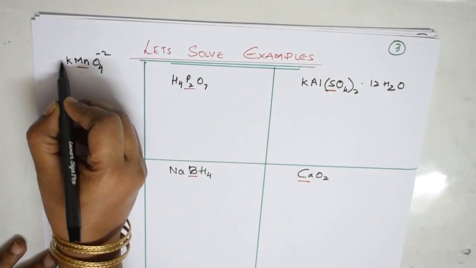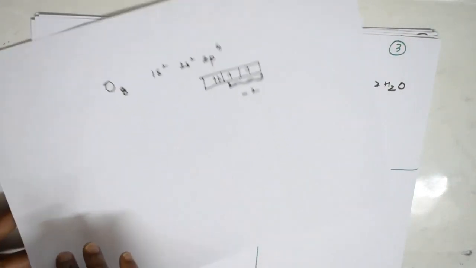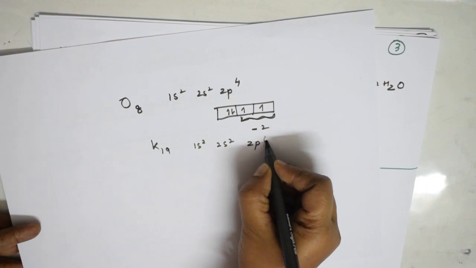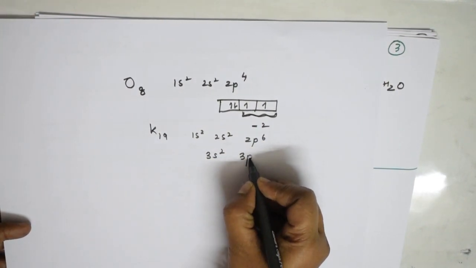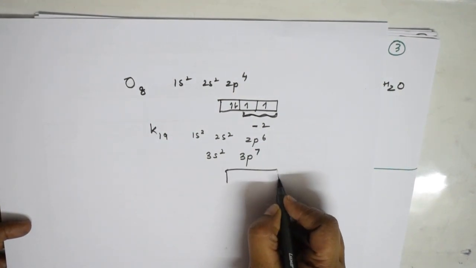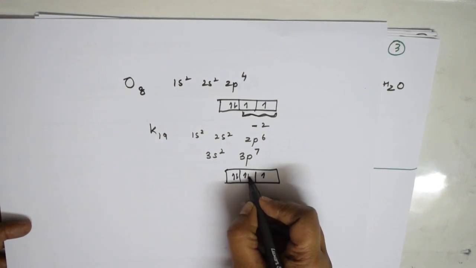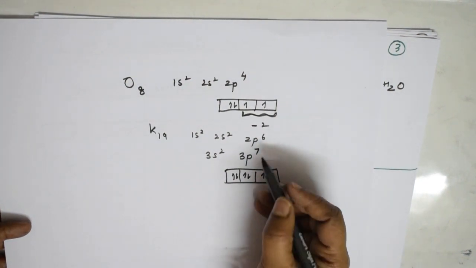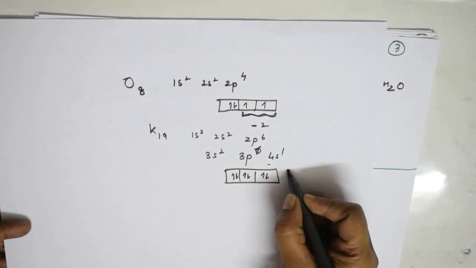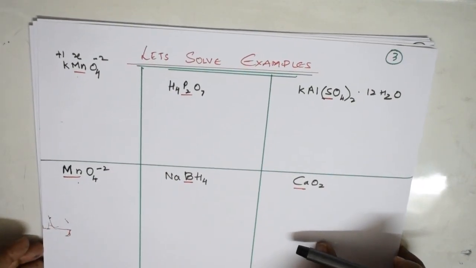Here potassium is +1. Potassium also, the same thing: atomic number 19. 1s2, 2s2, 2p6, 3s2, 3p6, and 4s1. In the third shell, the p orbital has 1, 2, 3, 4, 5, 6, only 3p6, and then 4s1. So 4s1 is half filled, and this is the valence oxidation number +1. That's why I have written potassium as +1.